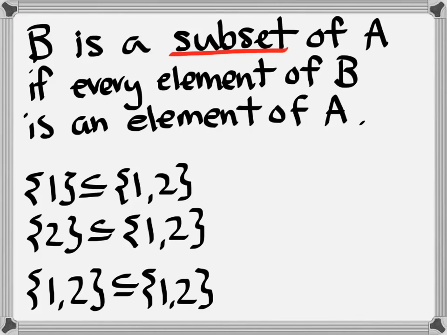We have that B, or if you will, the set {1, 2}, is a subset of itself, which might seem a little bit strange, but we'll talk about that in a minute, because every element in the set on the left is also on the right.